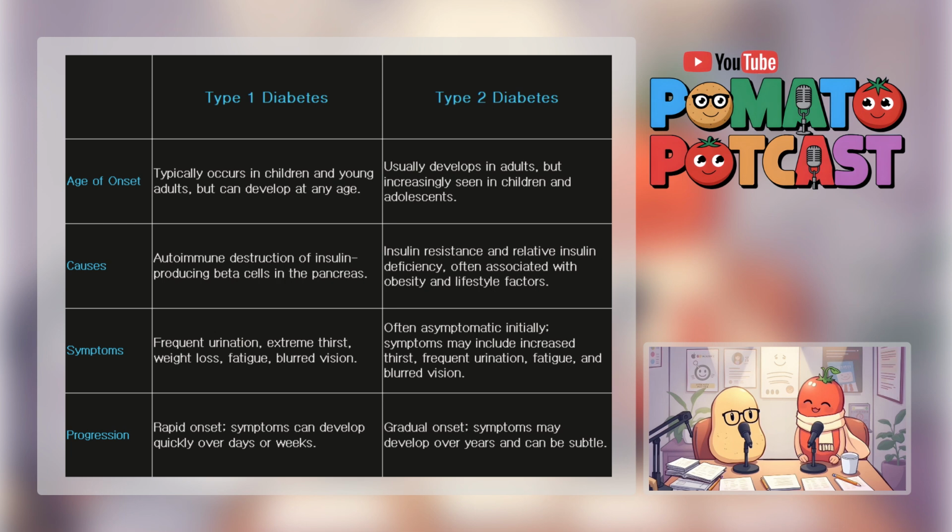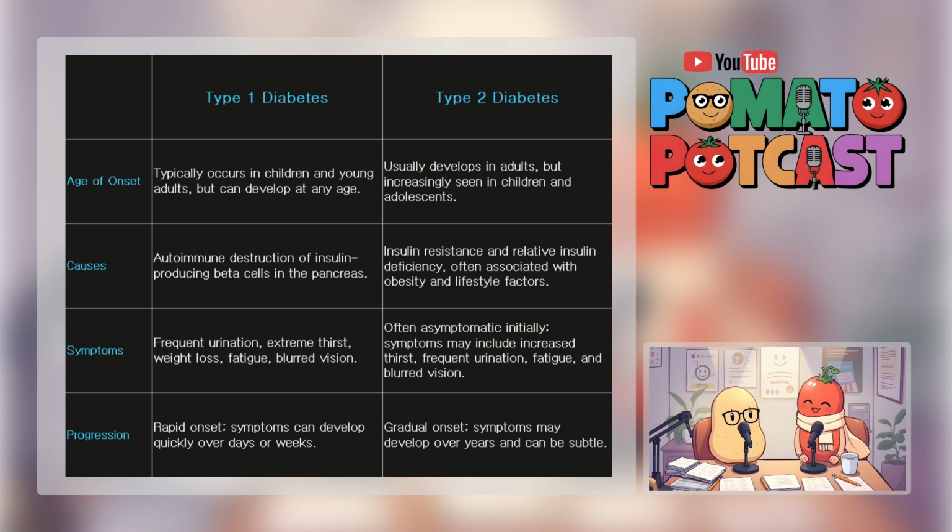What's interesting is that one of the papers you sent mentioned that type 1 can actually be asymptomatic in the early stages. Wait, so someone could have it and not even know? Exactly. Because the pancreas might still be partially functional early on, it's masking the problem. But by the time more obvious symptoms show up, a significant portion of those insulin-producing cells might be damaged. So early detection is absolutely crucial.